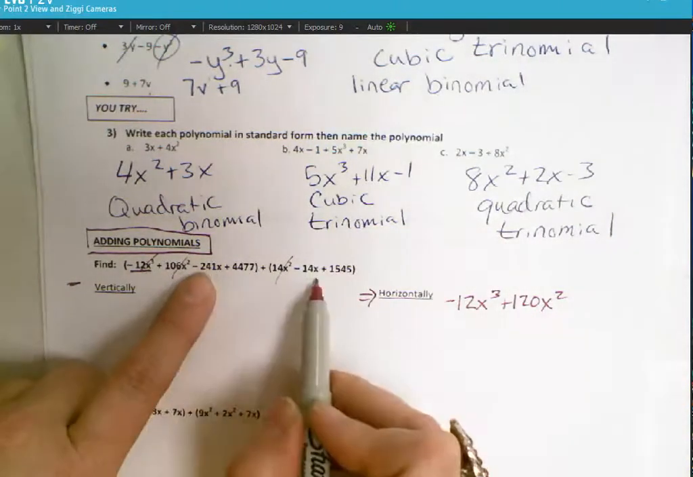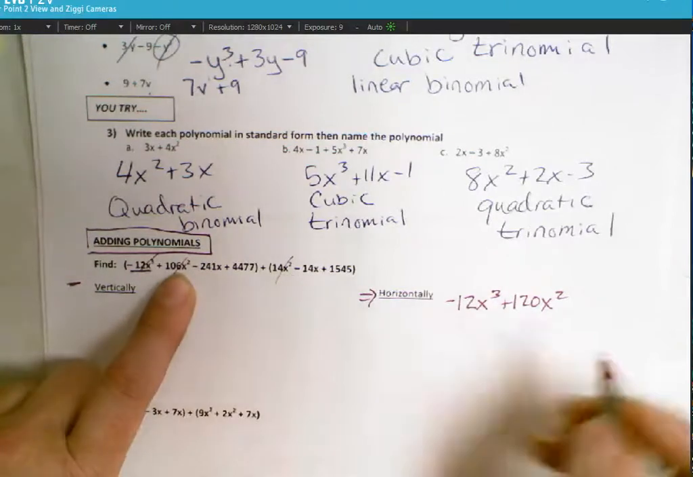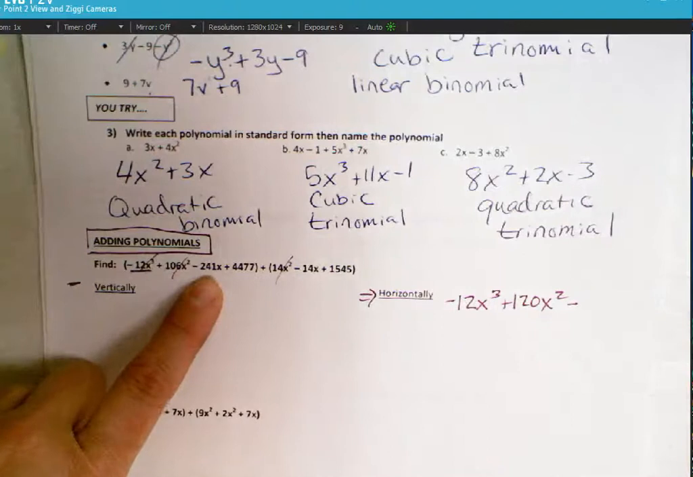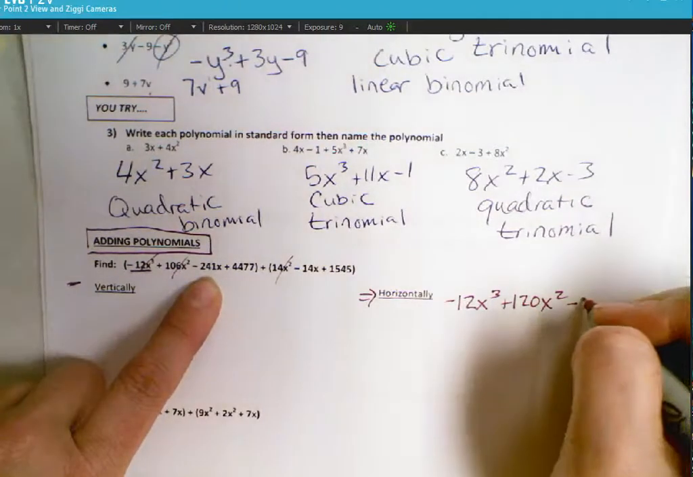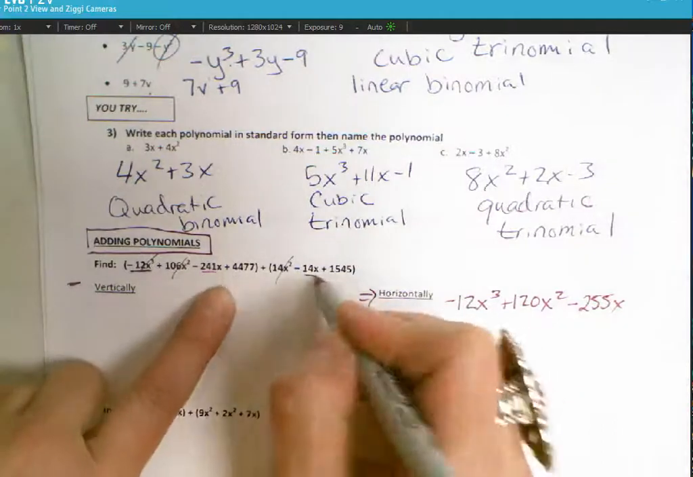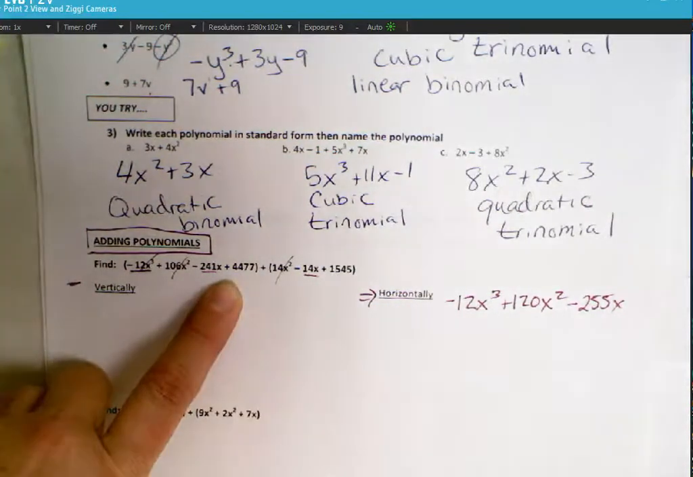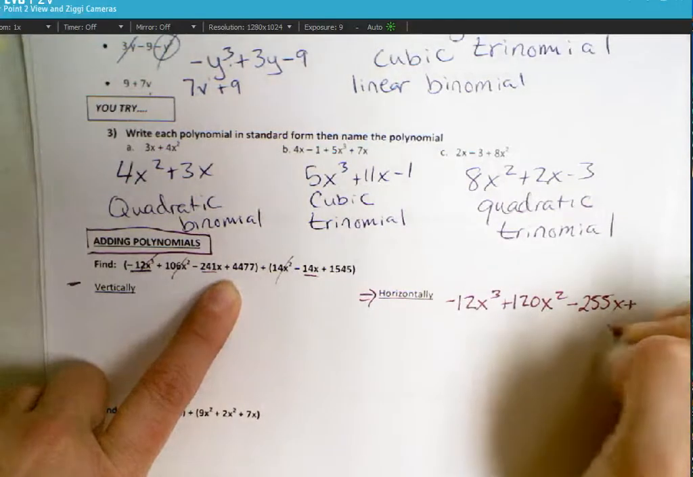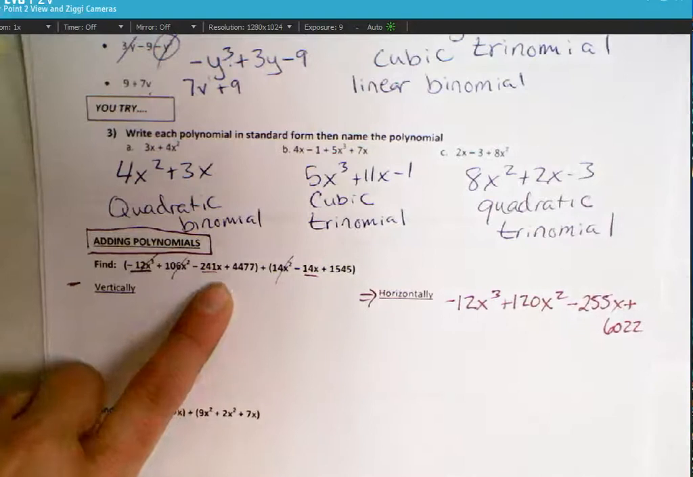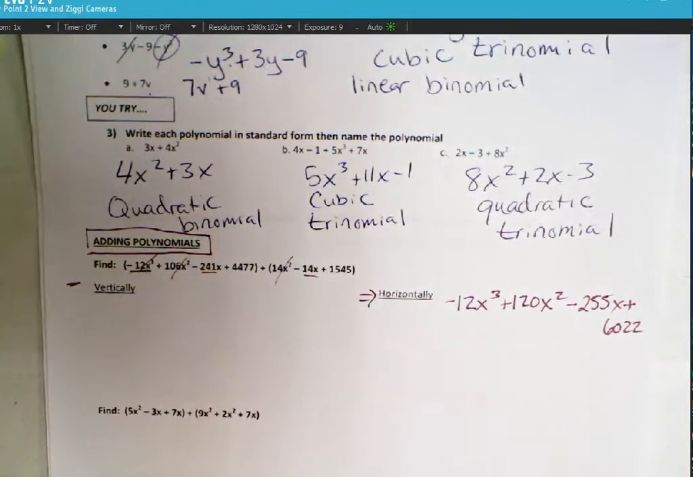I have a plain old x and a plain old x. I have a negative and a negative. Two negatives when I'm adding stay negative, and I add the terms. So I end up with 255x. So I combined my x's together, and now I just have my constants. Positive 4477 and a positive 1545, and my calculator gives me another positive, what is that, 6022. So horizontally, that's how we've been doing them anyway. But let's take a look at vertical. This is going to come in handy later when these get way more complicated.